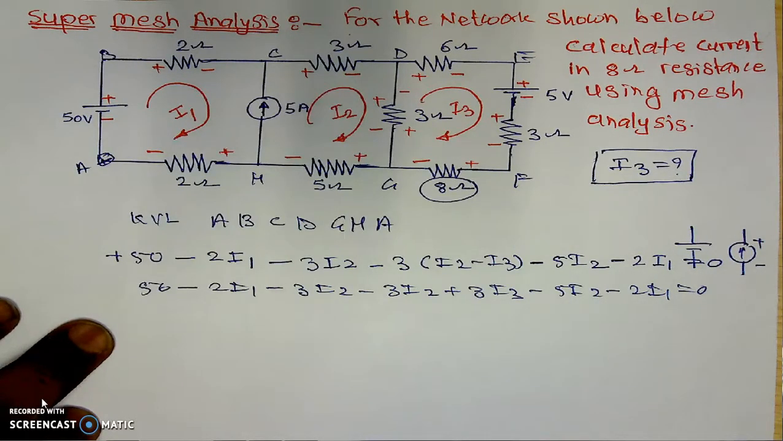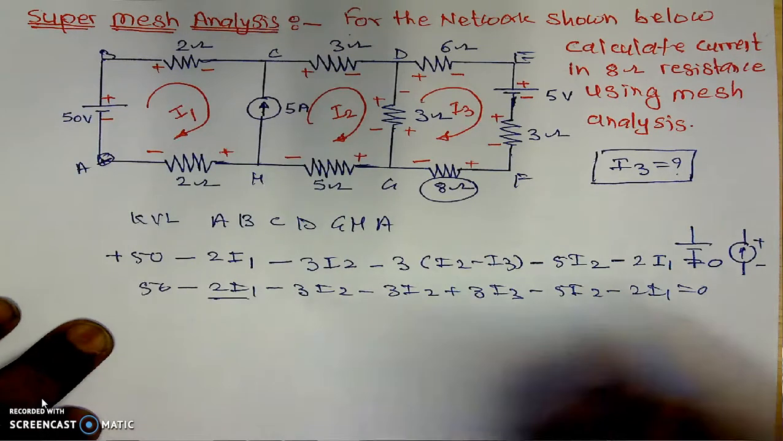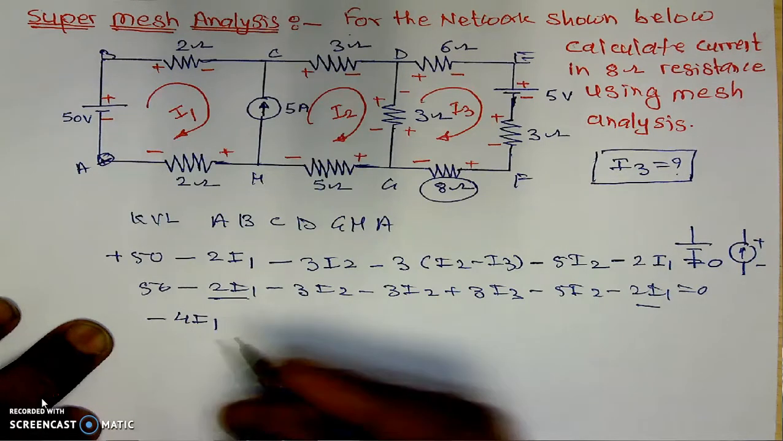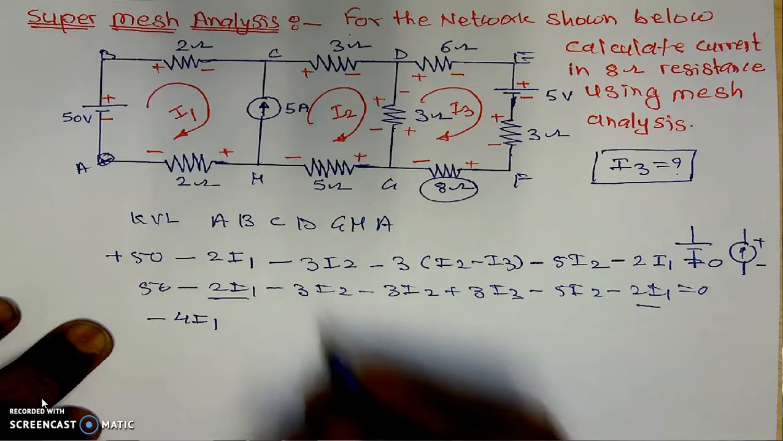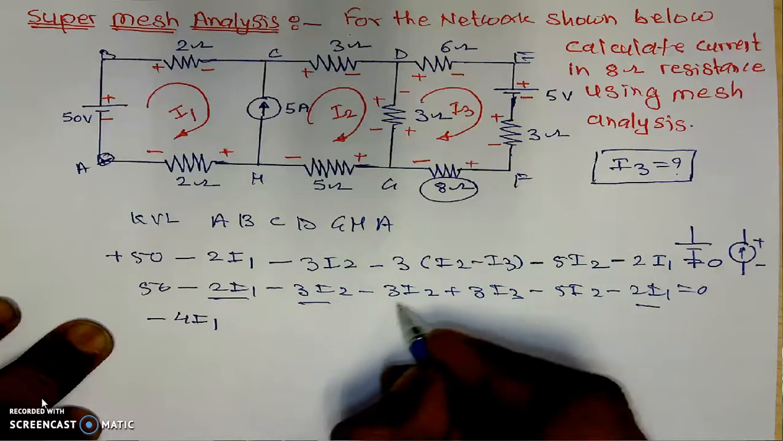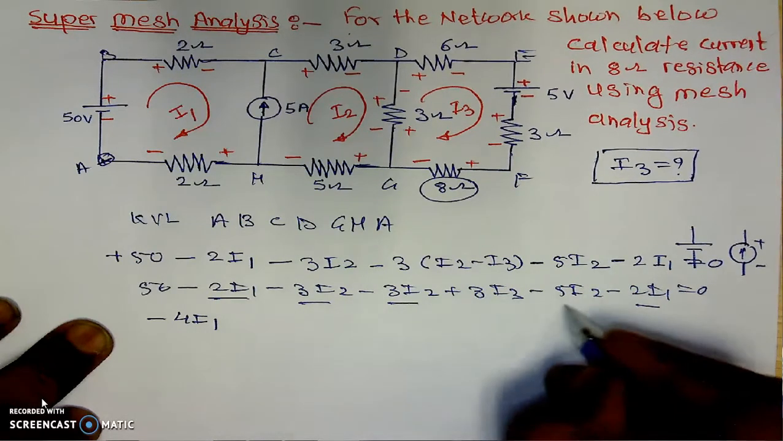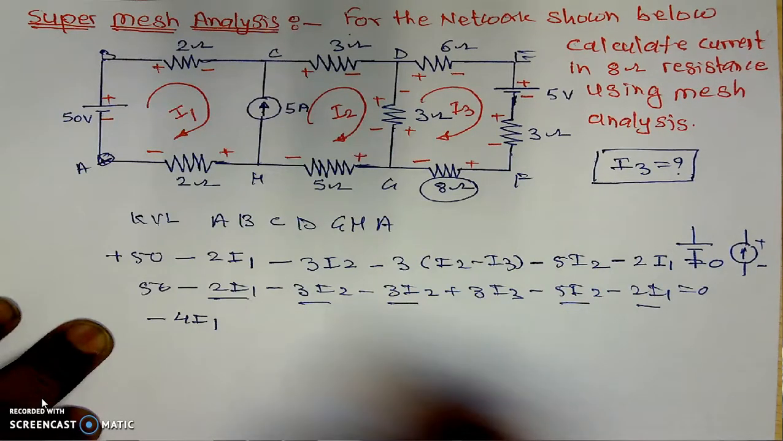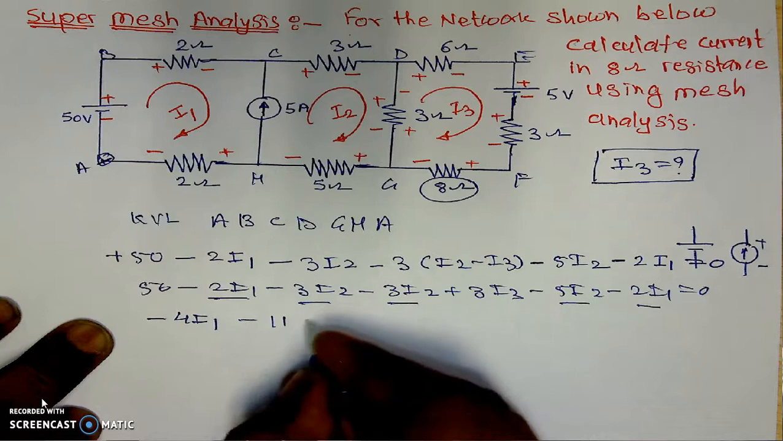If we simplify, the things will be something like this. This is 2I1 and this is 2I1, so it will be minus 4I1. Then we have minus 3I2, minus 3I2 and minus 5I2. That is 3 plus 3, that is 6, plus 5, 11. That is minus 11I2.